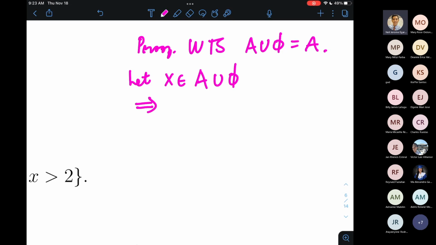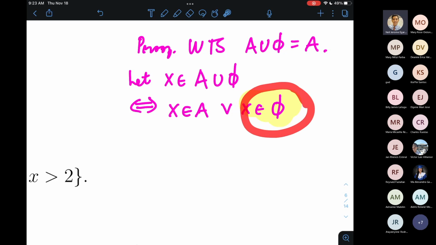And by definition, this means that X is in A or X is in the empty set. Okay? So we have a disjunction here. However, we know the second statement is false kasi X cannot be an element of the empty set because the empty set contains nothing. All right? So we know this guy is already false. So ano yung pwede kong conclusion? At saka ano yung rule of inference na gagamitin ko?